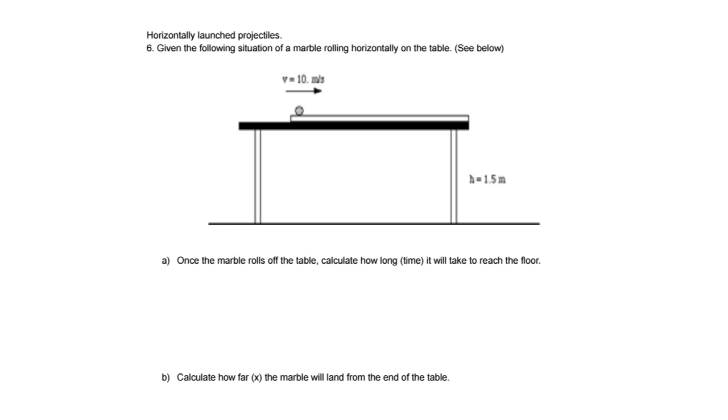So given the following situation of a marble rolling horizontally on a table, once the marble rolls off the table, calculate how long it will take to reach the floor. So how long it takes to reach the floor depends only on the height of the table. It has nothing to do with how quickly it's moving horizontally because of the independence of motion. So the distance we need to cover is 1.5 meters. Our initial velocity is 0. The acceleration is 9.8. I'm going to do this with down being positive. That way my distance is also 1.5, and I just need to find the time.